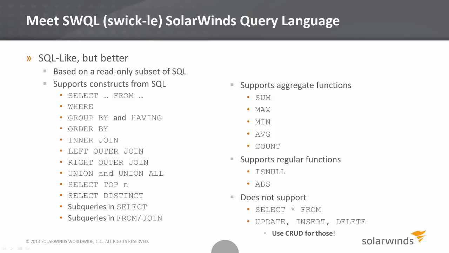It also supports a lot of aggregate functions like sum and max, min, average, and count, so that if you're doing reporting, you can do rollups. It supports regular functions to make sure that it keeps you out of trouble with null values, and worry about things like basic rounding, that sort of thing.